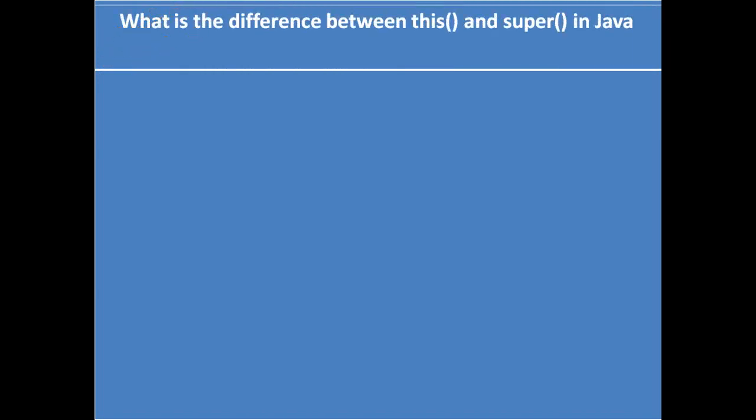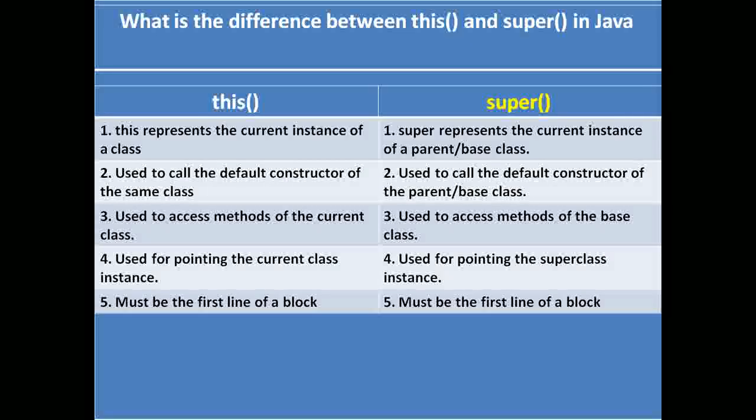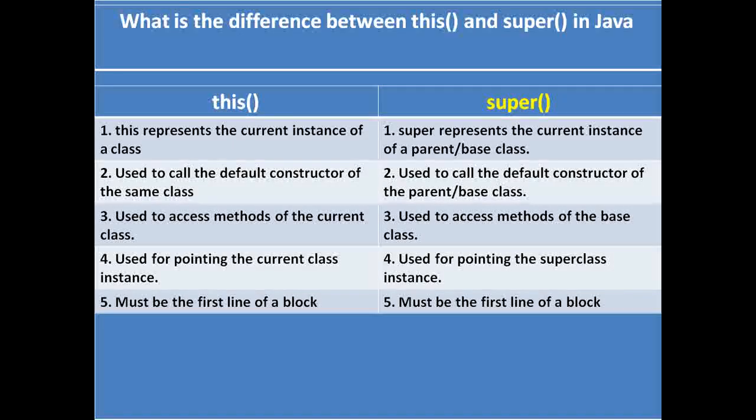What is the difference between this and super in Java? Basically, this represents the current instance of a class, or we can say the current object of the class, while super represents the current instance of a parent or base class. It means super represents the object of the parent class.